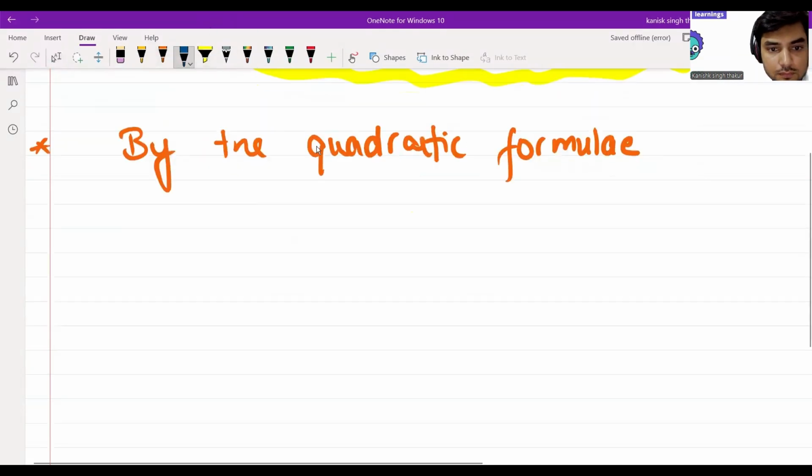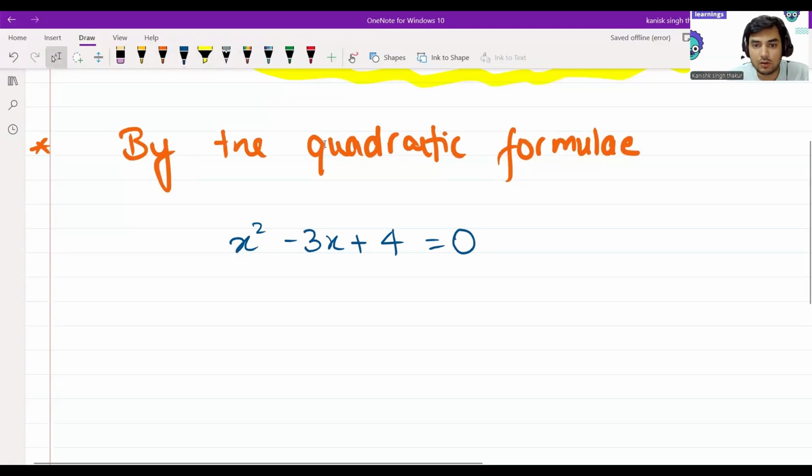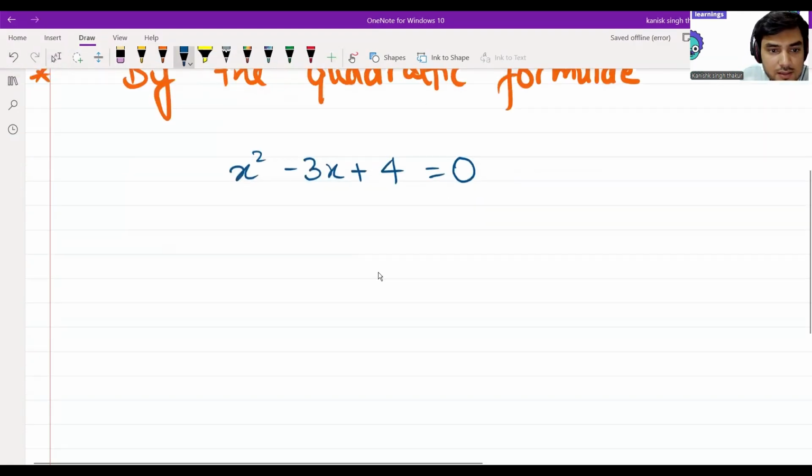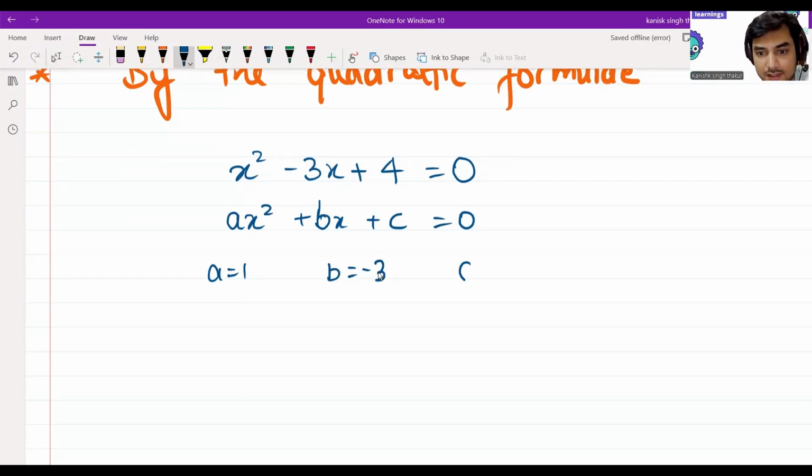Say x square minus 3x plus 4 equals 0. This is the quadratic equation I have. Now, before beginning that, you have to compare this with ax square plus bx plus c, which is the standard form of a quadratic equation. So in this question, a is equal to 1 because the coefficient of x square is 1, b equals minus 3, and c is equal to 4. This is what is there in this equation.